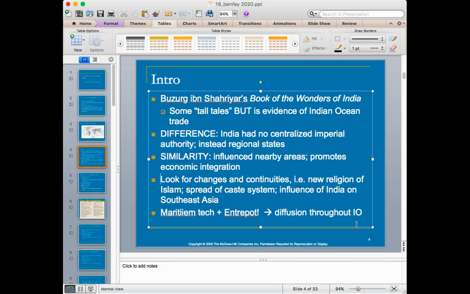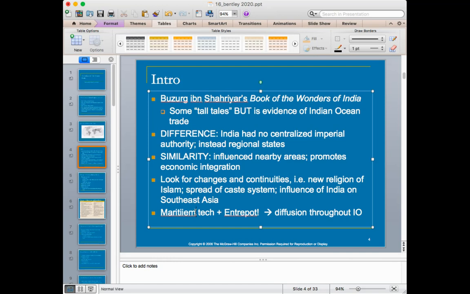So as you're reading the chapter and looking at our videos from me and Mr. Hammond, look for changes and continuities. For example, notice the new religion of Islam and how it came to this region. Notice how Islam and Hinduism spread from South Asia to Southeast Asia. So of course, Islam doesn't start in South Asia, it starts in Southwest Asia, but once it gets to South Asia, it's going to go to Southeast Asia. Notice the spread of the caste system from the north to the south. Notice the influence of India on Southeast Asia, essentially, but look for all the other skills that you're supposed to look for when you do the skill drill.